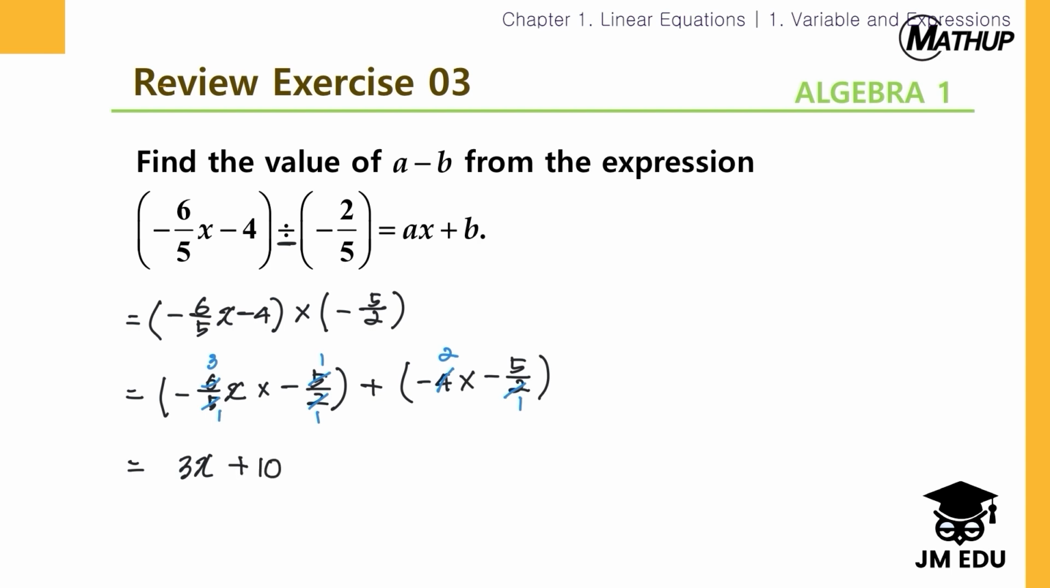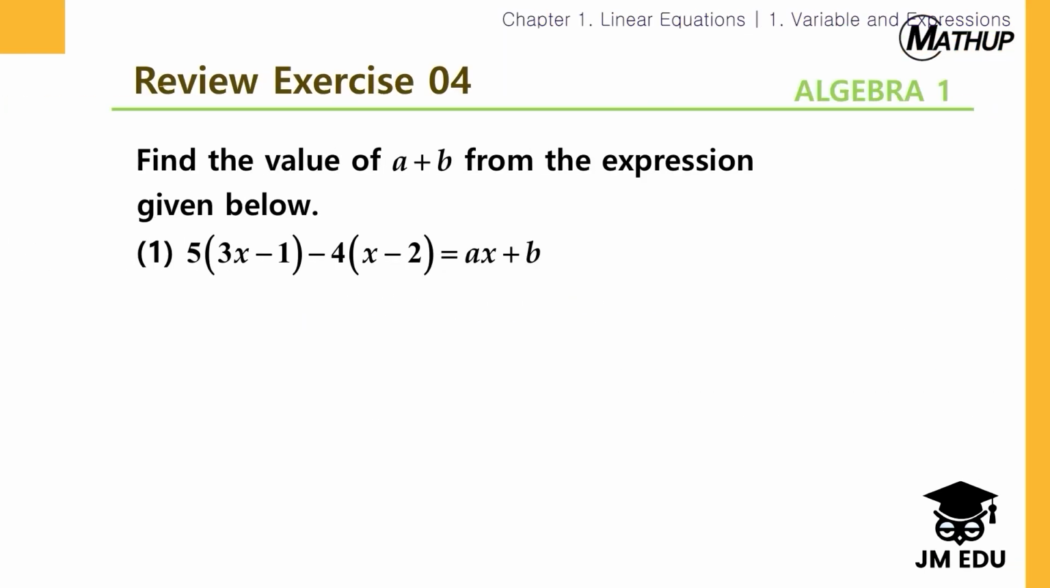So we know that this expression is equal to this one, right? When we simplify this, we have 3x plus 10. That means a must be equal to 3, b must be equal to 10, right? So we know that a is 3 and b is equal to 10. So finally, a minus b is equal to 3 minus 10. So the answer is negative 7.